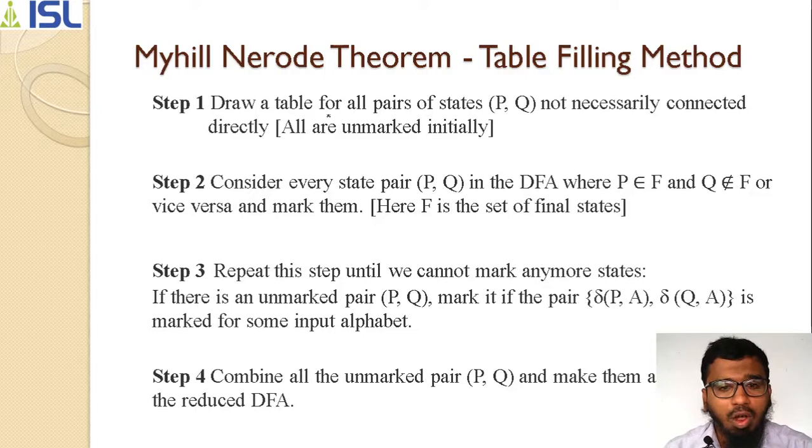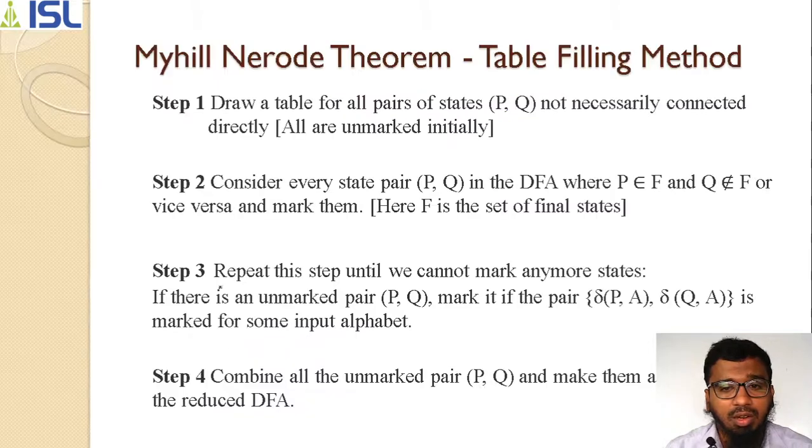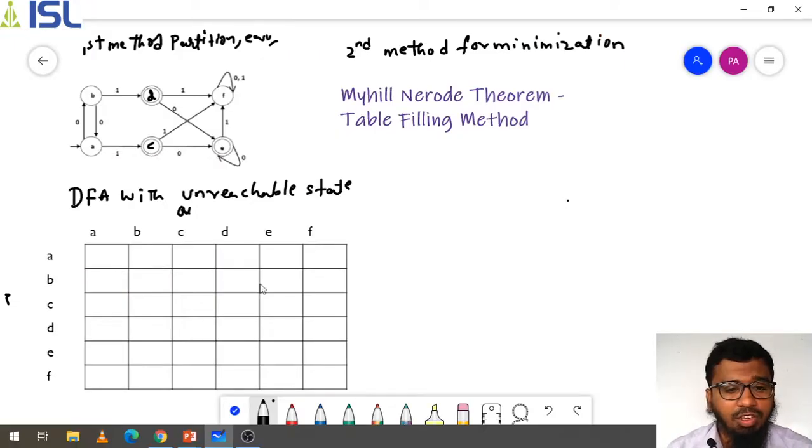Step 1: draw a table for all pairs of states P, Q, not necessarily connected directly, all unmarked initially. This is the graph I drew, with states A B C D E F. So all the states are here. Consider this is P and this is Q. The first step is finished, and all pairs are unmarked initially, so I did not mark anything and this is empty.